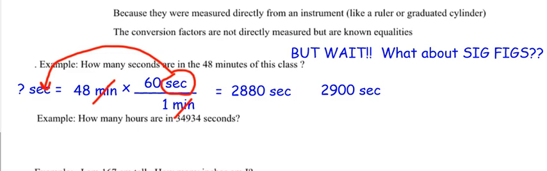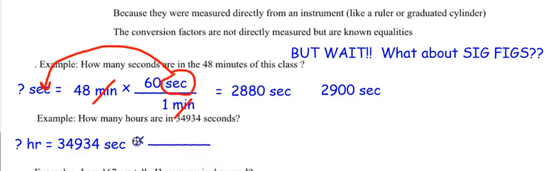All right, how many hours are in 34,934 seconds? Man, that's pretty exact, isn't it? All right, so what are you looking for? What's your question mark unknown? It's hours. What's it equal to? 34,934 seconds. All right, so now I need a conversion factor. Okay, there it is. Hey, what unit goes on the bottom? Oh, that is so important. Put it on the bottom.